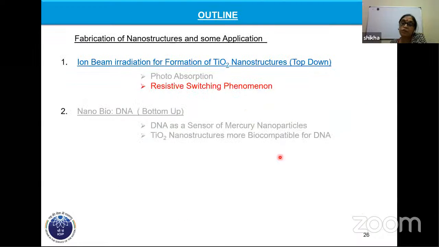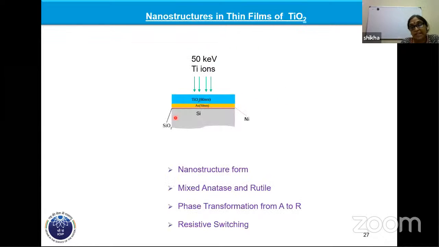Next, we go to the thin films of TiO2 which have been irradiated by ion beams. What we see is also a phenomenon of resistive switching. In this case, these TiO2 thin films are nearly 80 nanometer thick films, which were irradiated by 50 keV Ti ions. We see that nanostructures form, but these nanostructures are mixed anatase and rutile. And we see a phase transformation from anatase to rutile forms of titanium oxide. And we also see the resistive switching phenomenon.